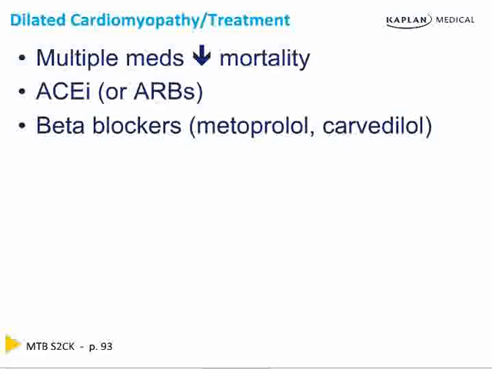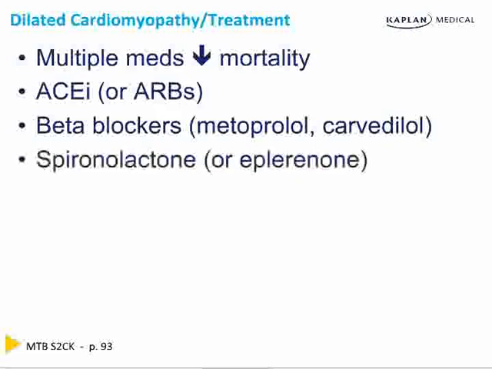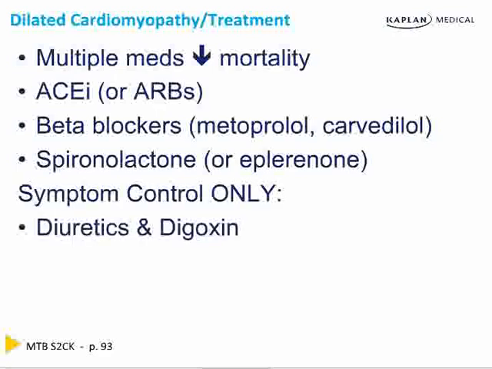And this question will be very specific for you. It'll say a person's on an ACE inhibitor or an ARB and on a beta blocker, and ask which of the following is most likely to benefit this patient. The right answer will be spironolactone or eplerenone. The wrong answers will be diuretics and digoxin. Diuretics and digoxin are good because they control symptoms and make you less short of breath. Digoxin decreases the frequency of hospitalization. But that's different than saying it adds years to your life.